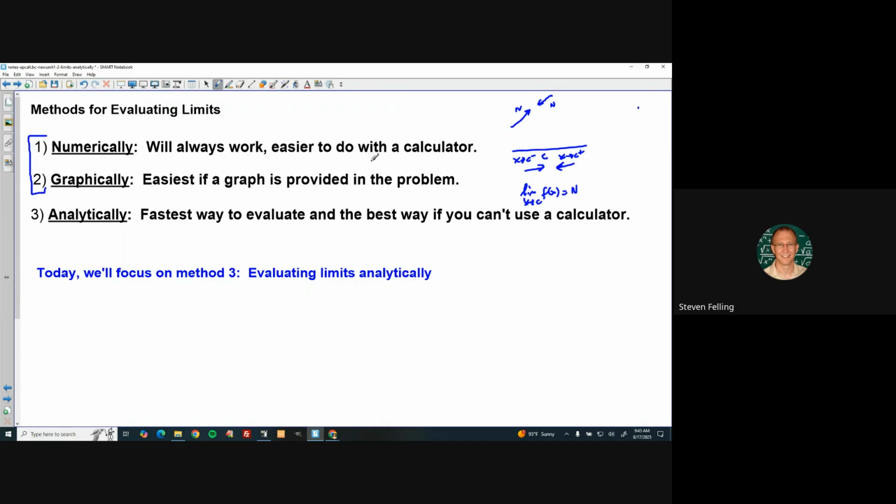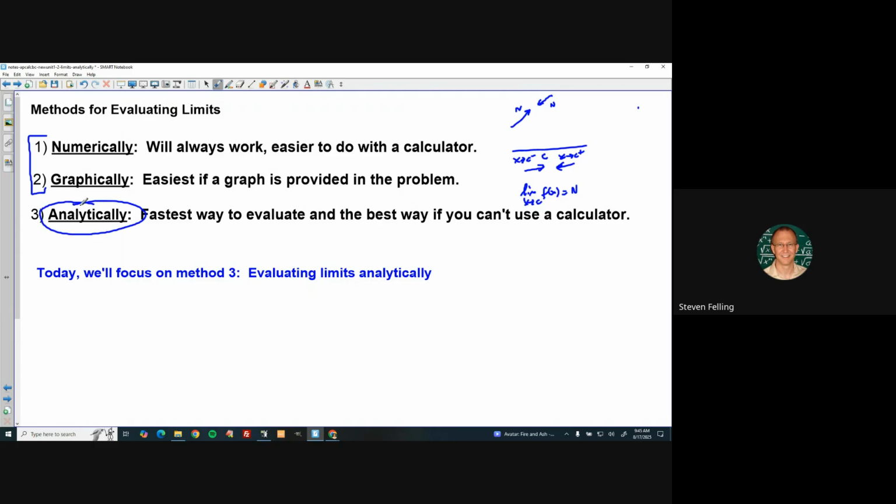Numerical is when you plug numbers in, getting close to the target number from below and above. That's easiest to do with a calculator, or graphically, which is easiest if a graph is provided in problems. Sometimes you can just visually see what is being approached. But when we don't have a calculator, we can do this third method, which is called analytically.